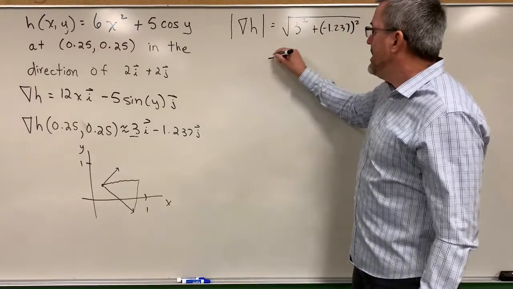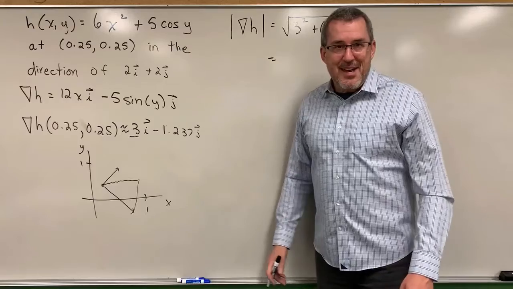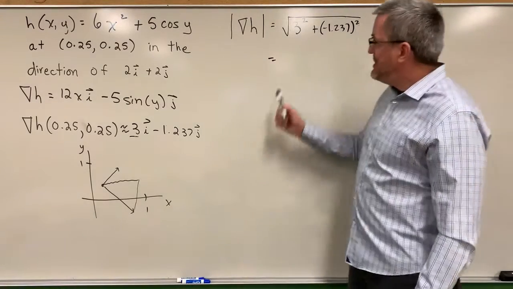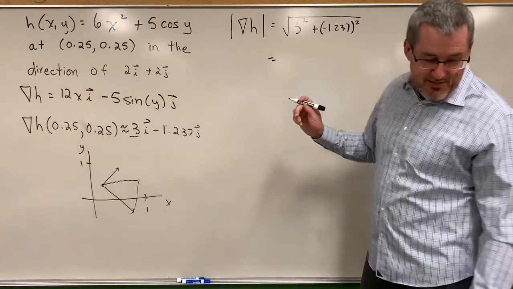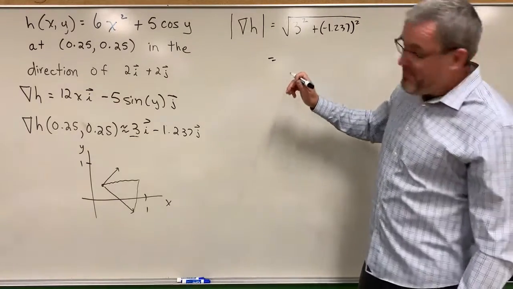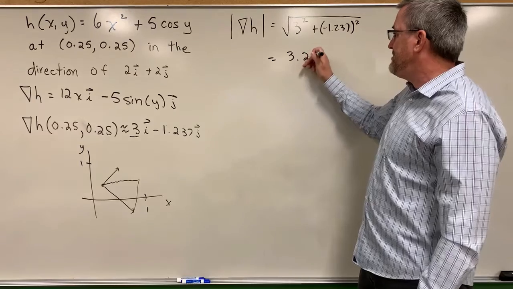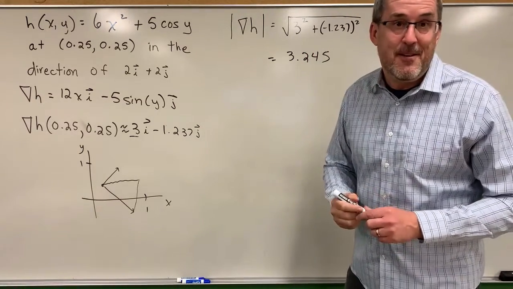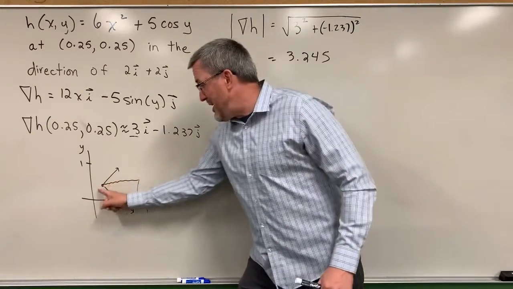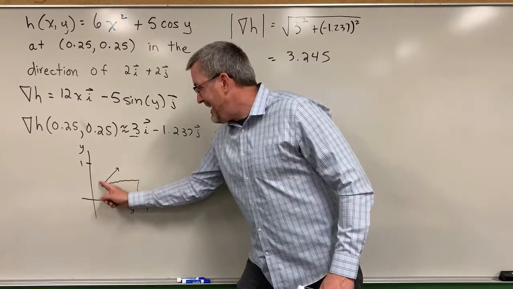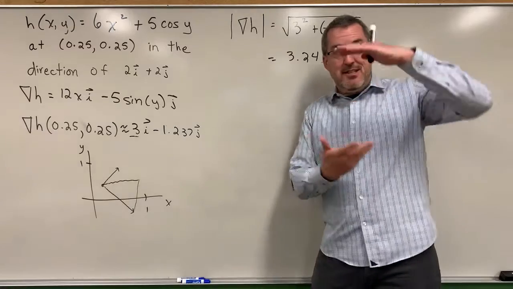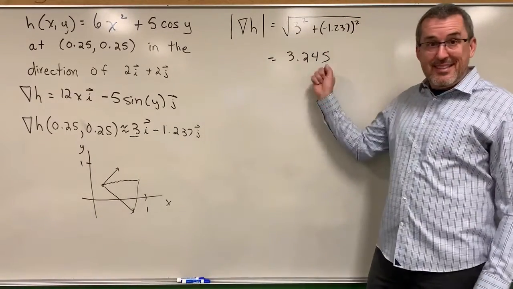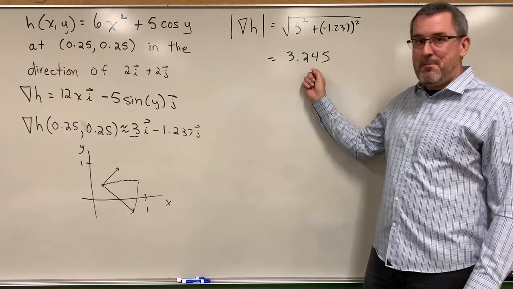Let's see. So hope you have a calculator nearby, but if you work this out, the square root of 3 squared plus negative 1.237 squared, we get about 3.245. Which is indeed greater than the 1.25 we saw previously. Now, no matter what direction this boat were to travel, it's never going to achieve a change in water depth greater than 3.245. This is the greatest rate of change of water depth.